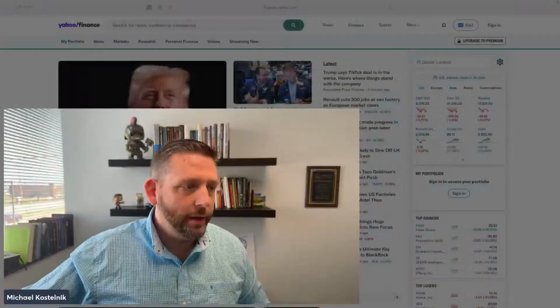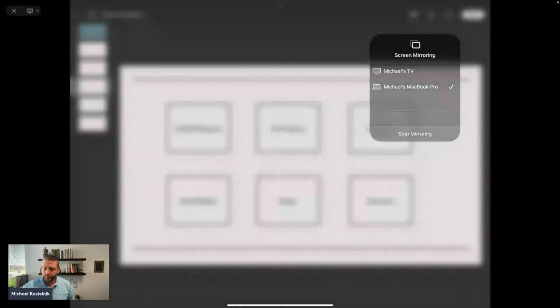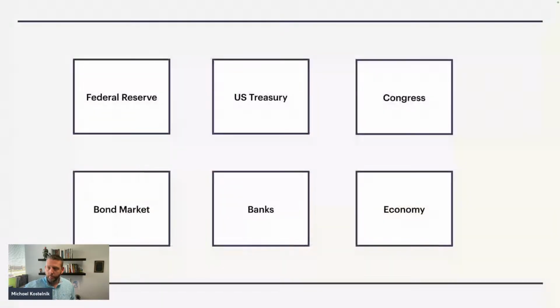So now let's look. I have another slide I'm going to pull up, and I think this slide will help you really understand what's going on. Let me pop this slide back up. This is going to show you what has been going on over the last few years. All right, so let's put it in the biggest mode. This picture represents all the main players in the US economy.